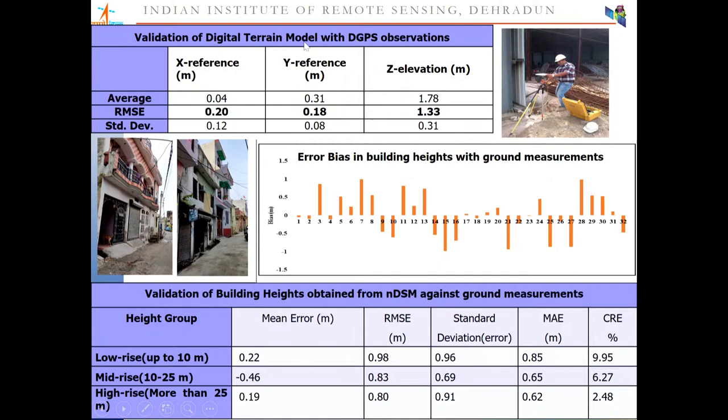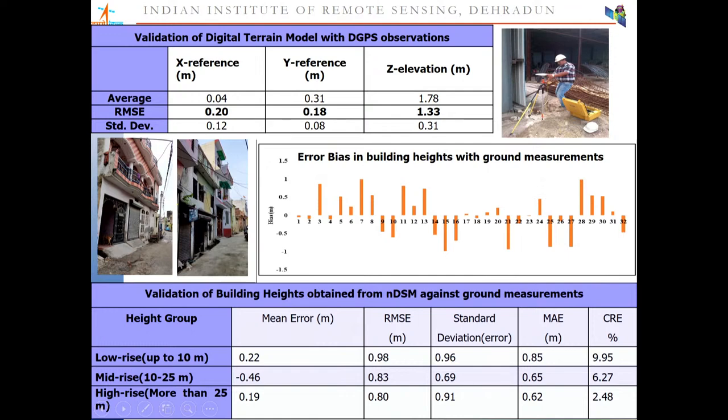Now this digital terrain model which was generated was validated with respect to DGPS observations which we collected from the ground, and we have found that it has RMSE errors of 1.33 meter, 1.78 meter and 0.3 meter. So it is showing very good performance with respect to the DGPS observations on the ground.